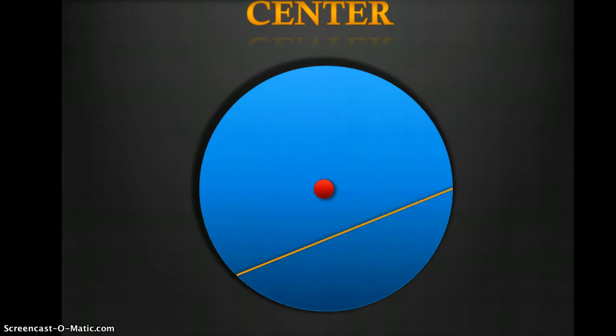The center is the exact middle of a circle. If a line is not touching the center, then it is a chord. A chord is any line in a circle that touches two different points. A chord is represented by the yellow line, and the center is represented by the red dot. It is easier to find the diameter and the radius if you know where the center is first.